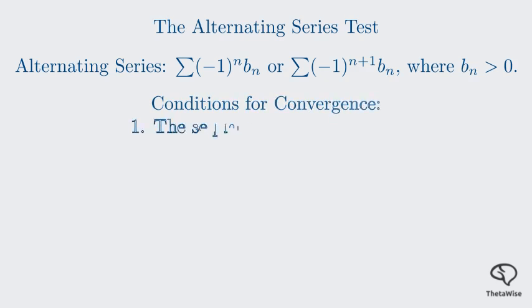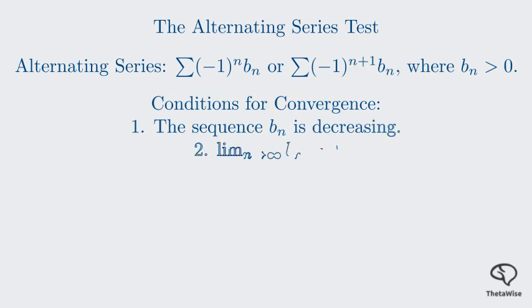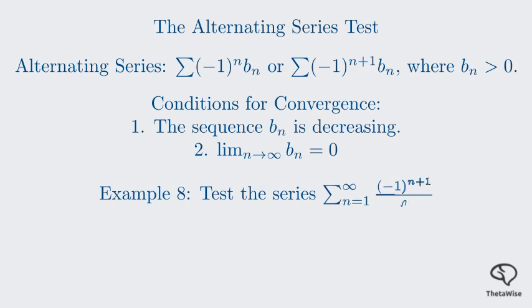Second, the limit of b sub n as n approaches infinity must be 0. If both conditions are met, the series converges. Let's test the famous alternating harmonic series. We want to test the series, the sum from n equals 1 to infinity of negative 1 to the n plus 1 over n. In this series, b sub n is 1 over n.